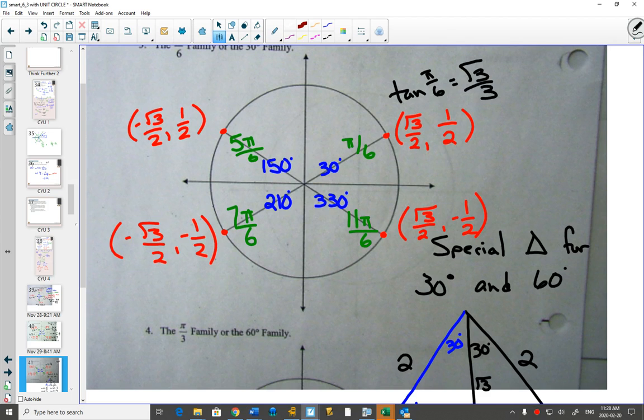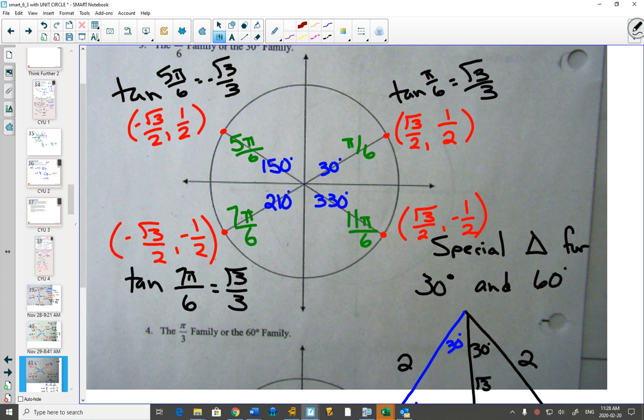From our special triangle, we know that tan of pi over 6, or tan of 30 degrees, is root 3 over 3. And now we can figure out all these ones as well. They just change positive and negative due to the cast rule and due to the fact that tan is sine divided by cos.